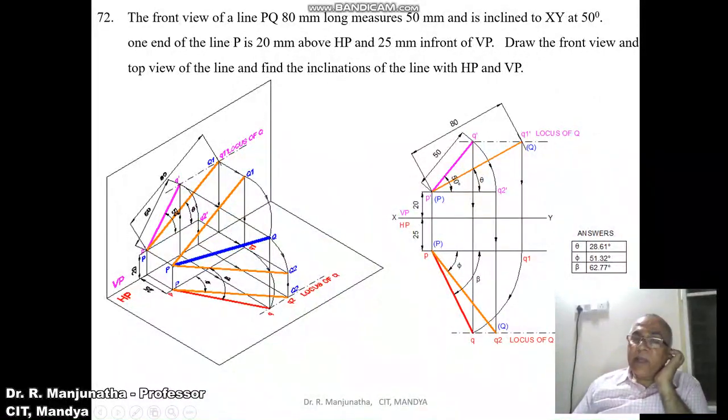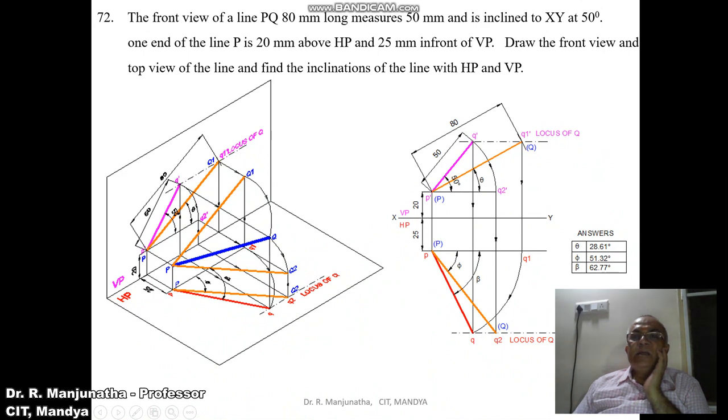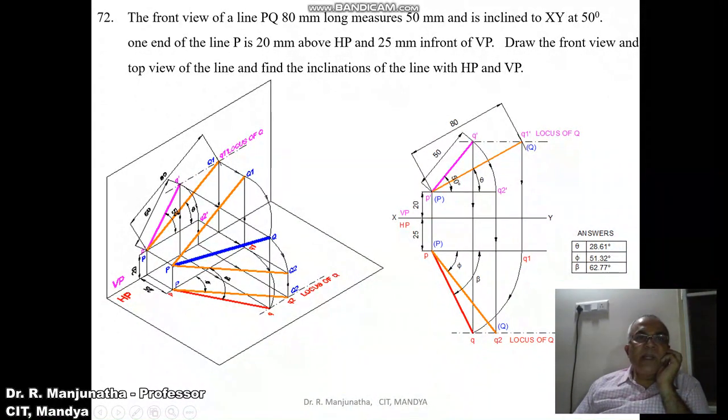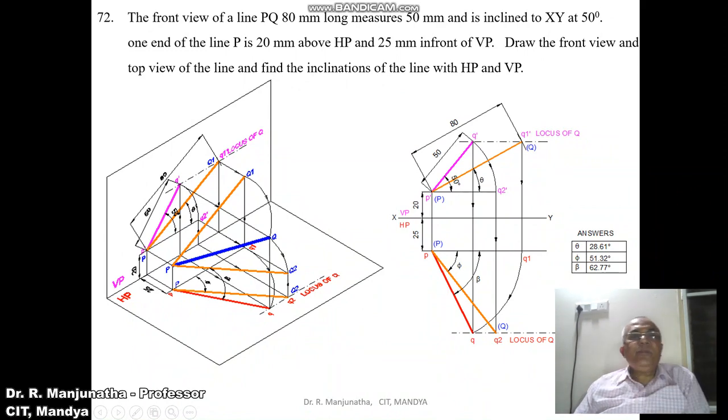The front view of a line PQ, 80 mm long, measures 50 mm and is inclined to the XY line at 50 degrees. One end of the line, P, is 20 mm above HP and 25 mm in front of VP. Draw the front view and top view of the line and find the inclination with HP and VP.